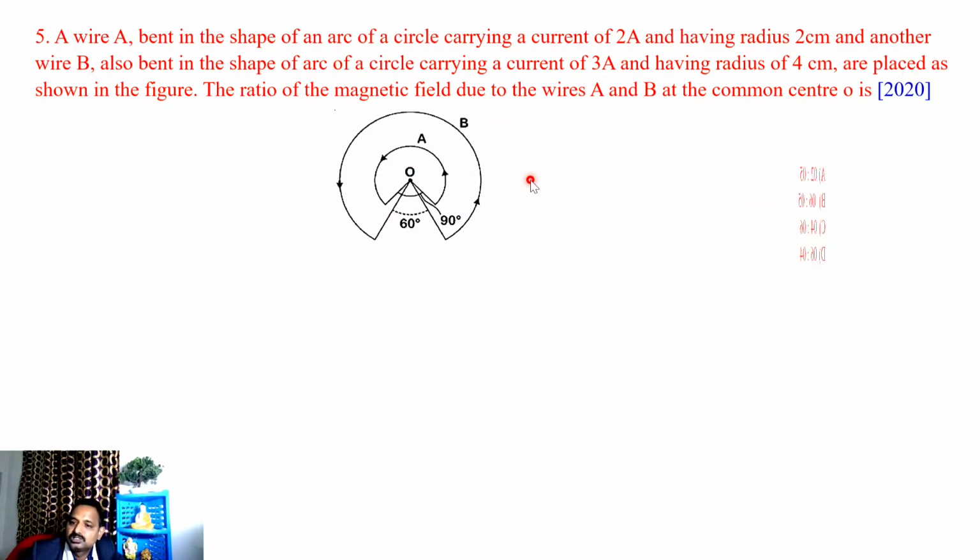Now what are the options? Option A 2:5, option B 6:5, option C 4:6, option D 6:4. Then we will do the solution.